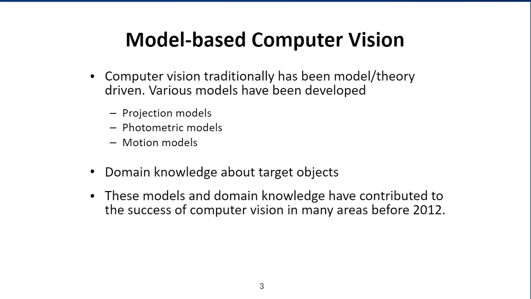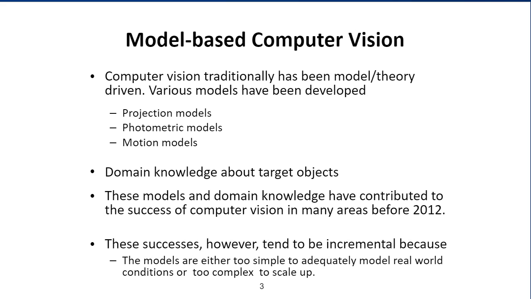However, the success of the traditional computer vision tends to be incremental because the models are either too simple to adequately model real-world conditions or too complex to scale up.